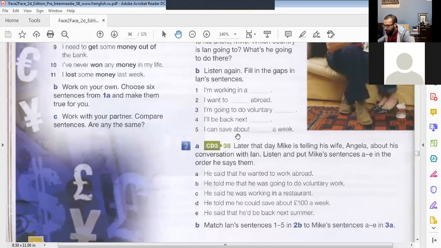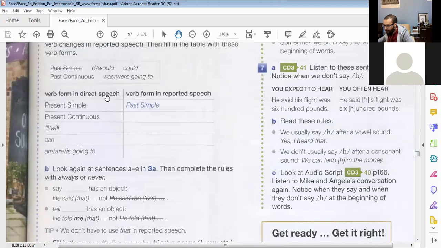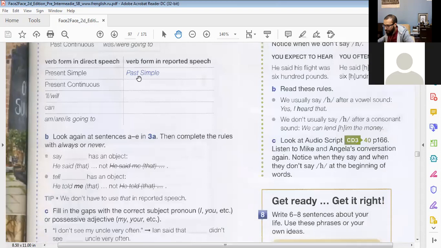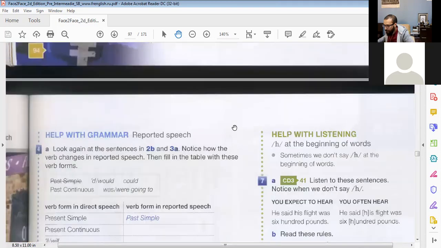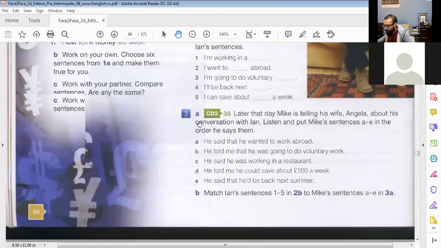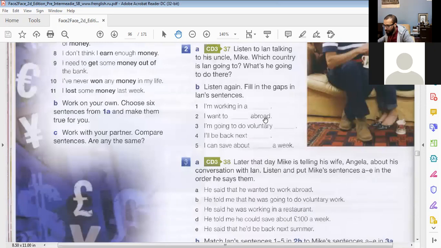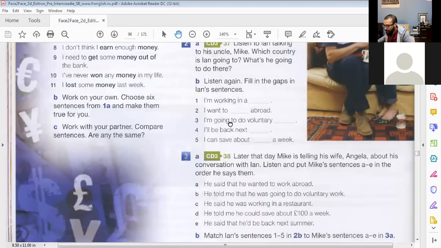Yes. Okay, welcome back. Yes, I'm back. All right. So I was saying that we just want to look at how the present simple changed to past simple. So let's look at the example of present simple. Can you see number 2? When Ian was speaking to his uncle, can you see this? I want to travel abroad. Can you see how it changed?